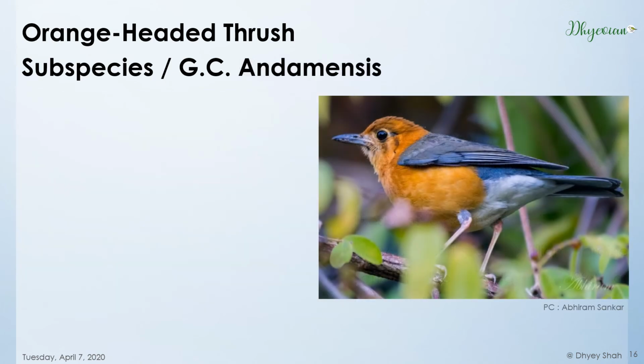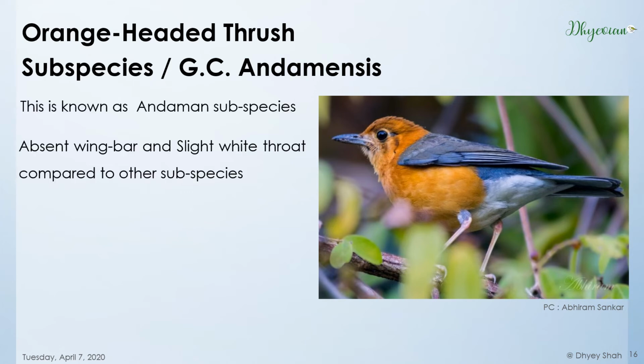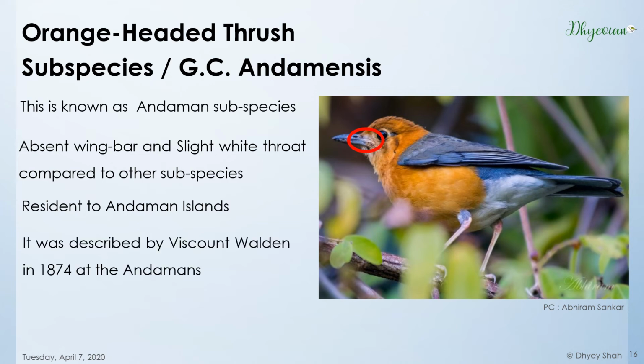The third subspecies is the Andamensis. It is popularly known as the Andaman subspecies. No wing bar and the slight white throat is the best ID pointer to the Andaman race. It is resident in the Andaman Islands. It was first described by Viscount Walden in 1874 at the Andamans.